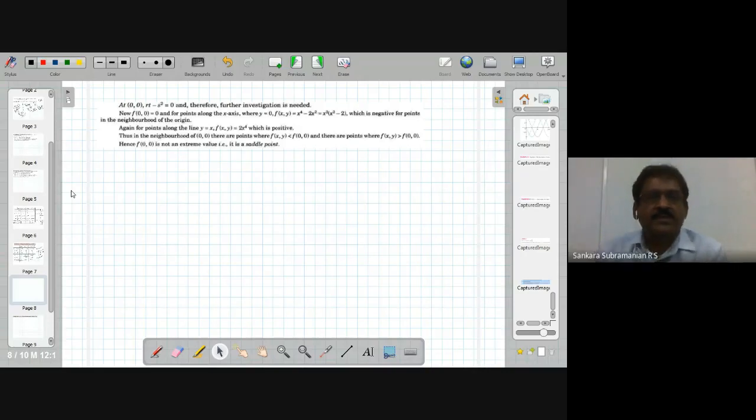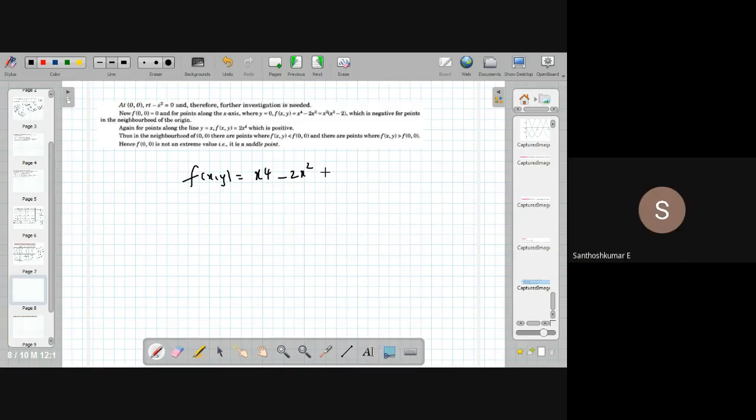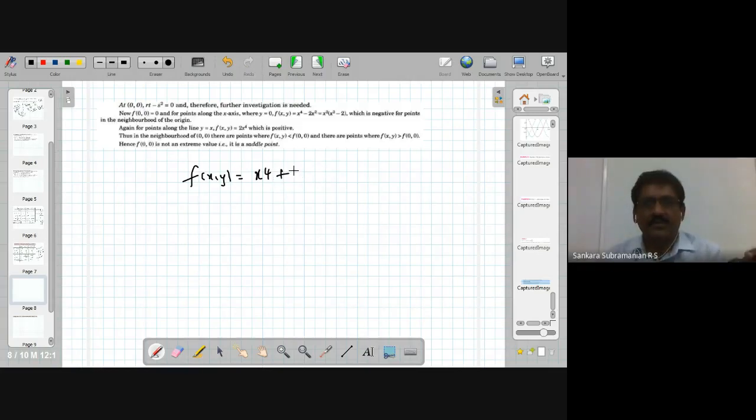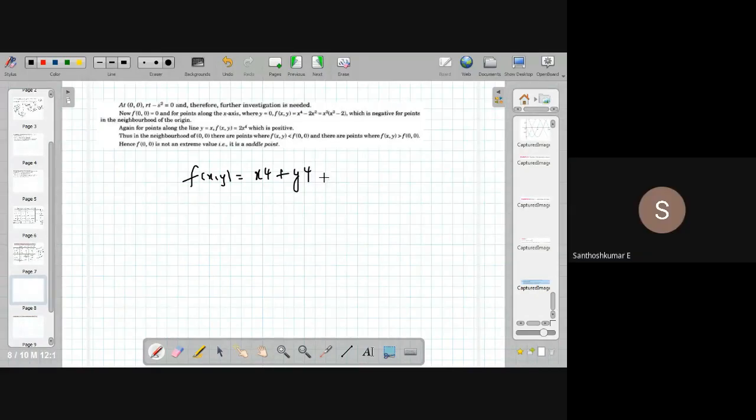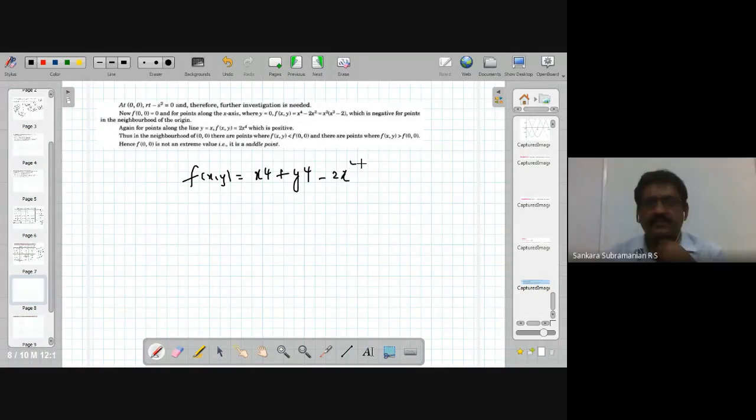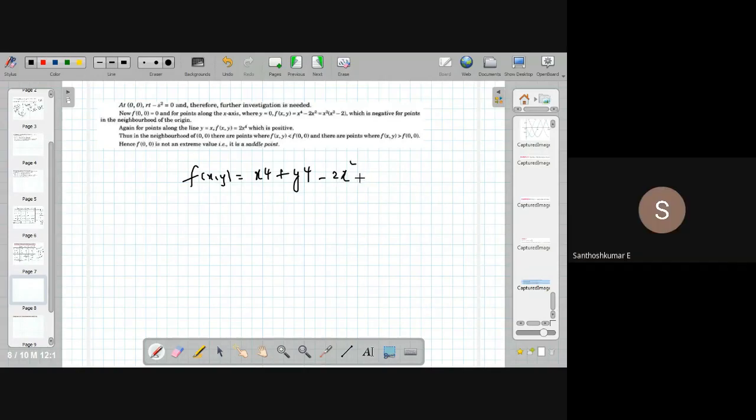Y equal to x. So if you put the line y equal to x, what happens? We are asking you to substitute y equal to x and see. What is f of x comma y? Can you tell me? X power 4, yes, x power 4 minus 2x square. So x power 4 plus y power 4, minus 2x square, minus 2y square.